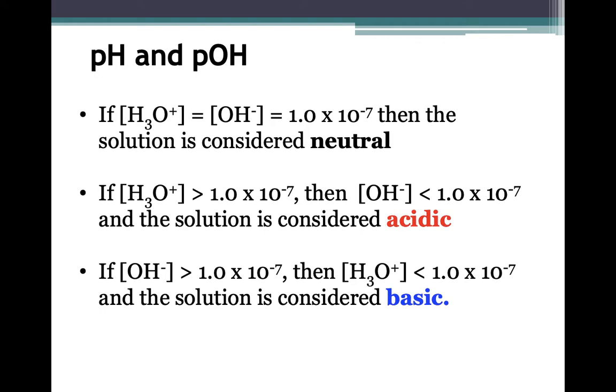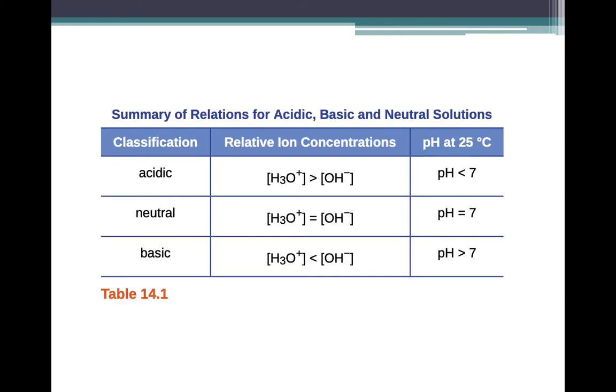So, if they're equal, we have a neutral solution, and they're both 1.0 times 10 to the negative 7th, and that is at 25 Celsius. If you change the temperature, you do change that Ka value. You should be able to tell me if it is acidic or basic by looking at what those numbers are. So if it were 1 times 10 to the negative 6th, then it would be acidic. If it was 1 times 10 to the negative 9th, it would be basic. So you should get familiar with doing those calculations.